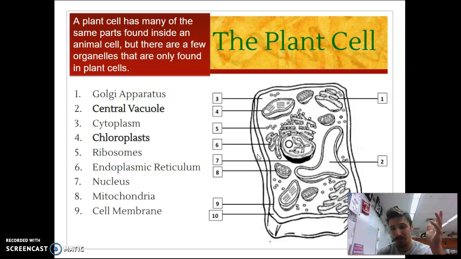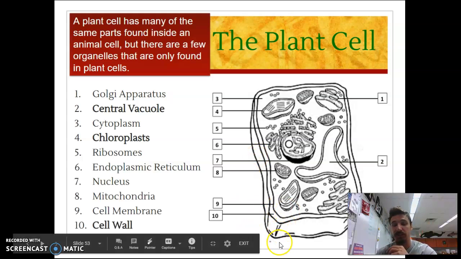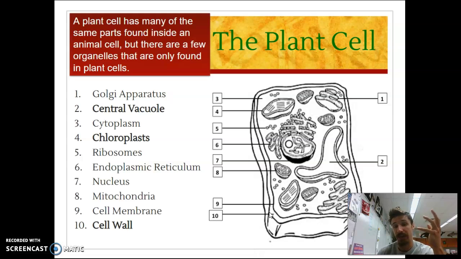Cell membrane, of course all cells have a membrane, we just spent the past week talking about them. And the cell wall, finally our last difference between the animal and plant cell. Cell wall on plant cells, number 10, is made of carbohydrates, rigid sugars, and it's a tough, rigid outer layer that keeps the organism, the large plant as a whole, strong and stable.